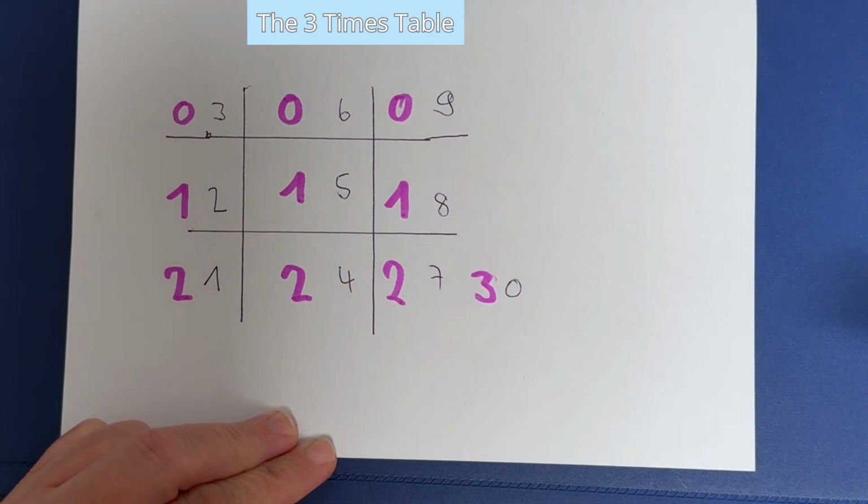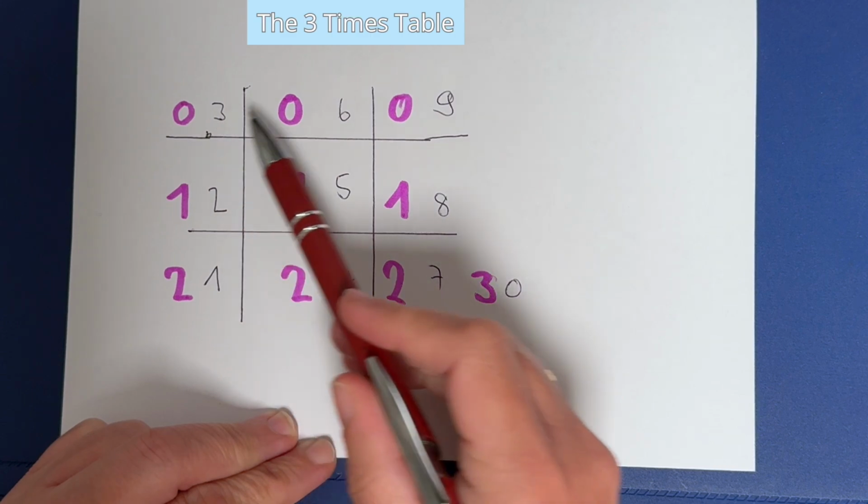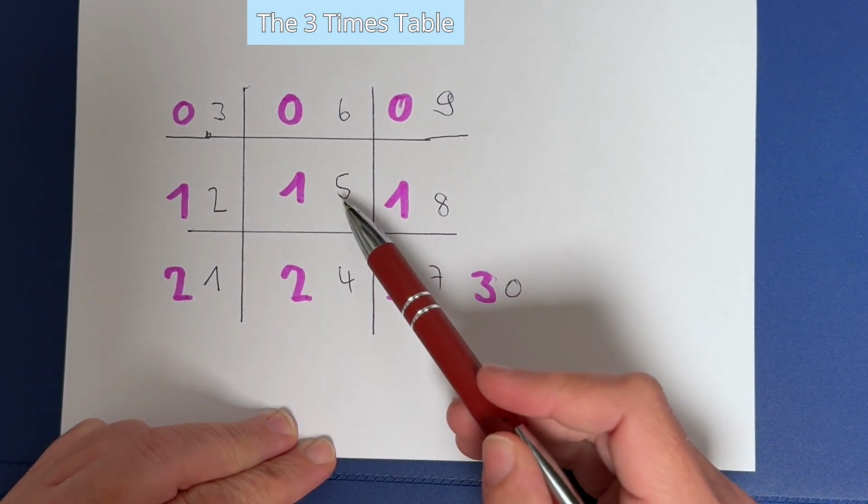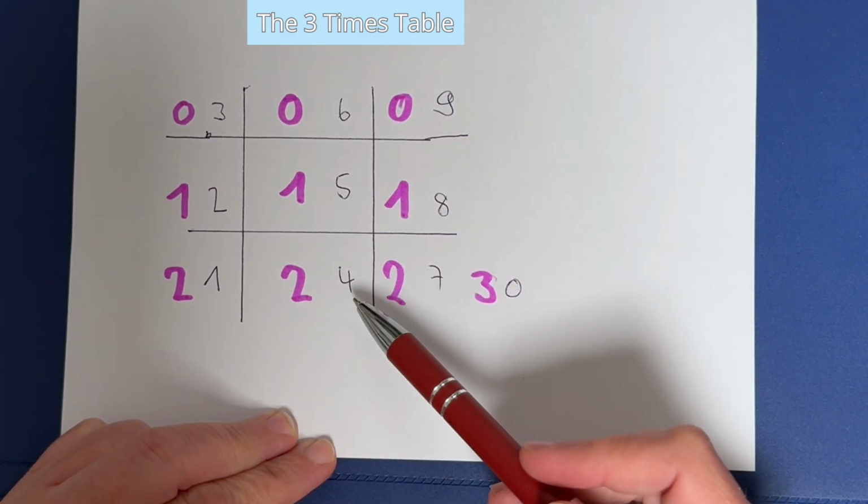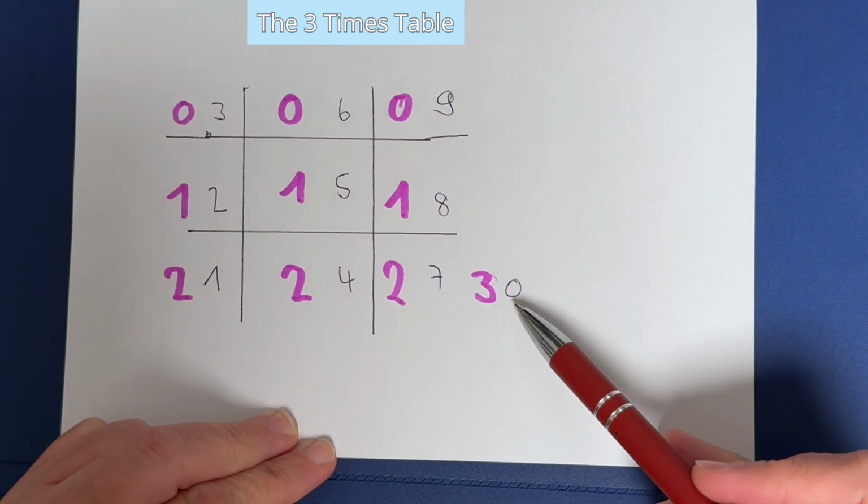And now comes the trick. When we read the pink number and the dark blue numbers together, we get all the answers. 3, 6, 9, 12, 15, 18, 21, 24, 27, and 30.